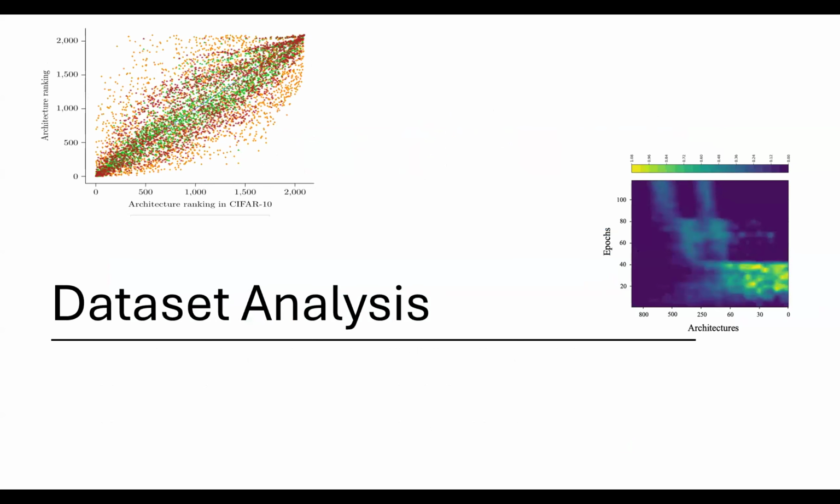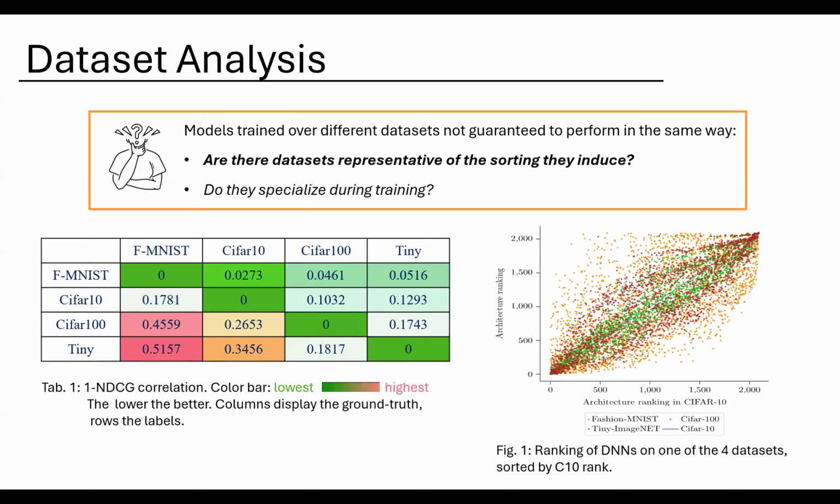Before presenting the result of the GCN that we propose, I would like to show you some results on the datasets because they give you an idea of the ground truth and what a predictor can do when dealing with different datasets. So the first question we asked ourselves is, are the datasets that we use representative of the sorting they induce? It's easy to say that ImageNet is more complex as a dataset than CIFAR-10, but does it hold the same for the architectures trained over a specific dataset?